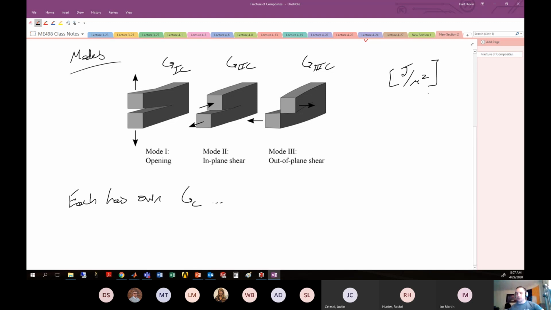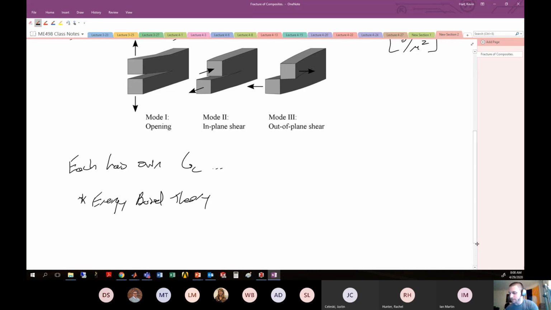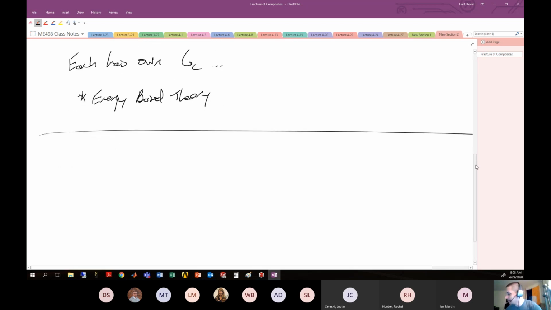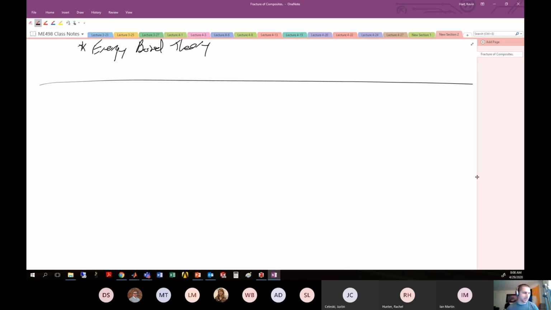So with this, we need to have a discussion about energy because this is an energy-based method. It's an energy-based theory. We need to have a discussion about energy. So let's take a walk down memory lane back into your 3005, 2004 classes, mechanics and materials, talking about work and energy from external forces that are done on a piece.